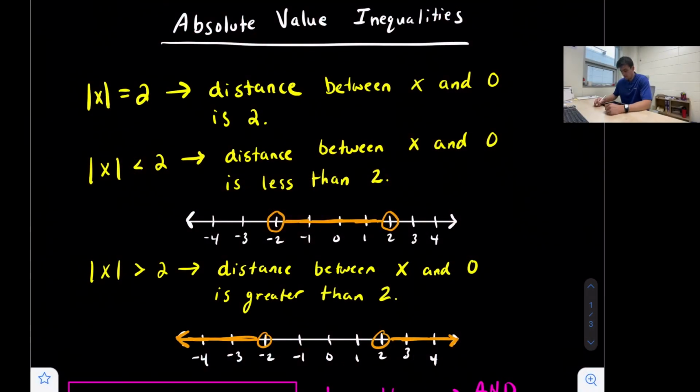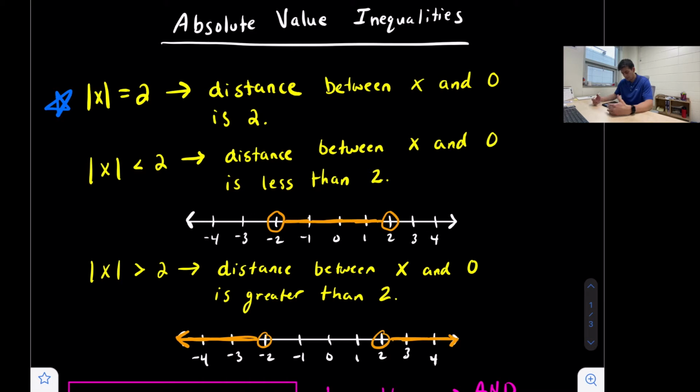Absolute value inequalities. Before we get into the inequality part, let's remember what absolute value represents. So we look here at the beginning and we see the absolute value of x equals 2. We just need to remember that absolute value just represents the distance between x and 0, right? Or the distance from 0 on a number line.